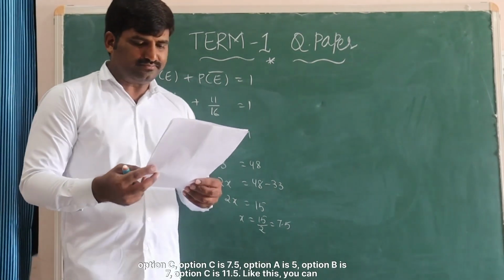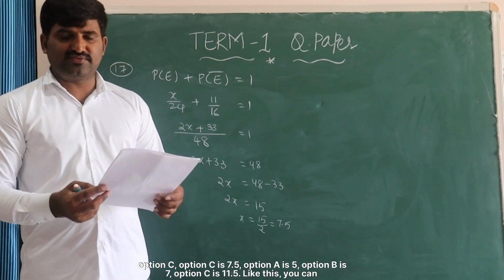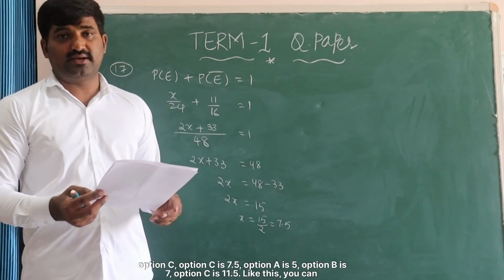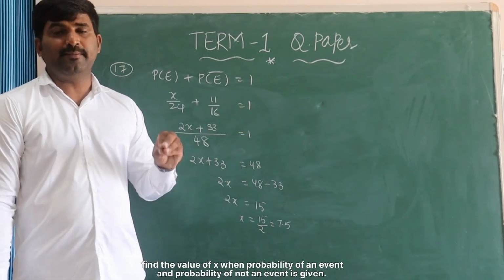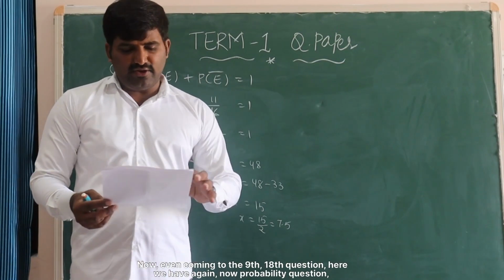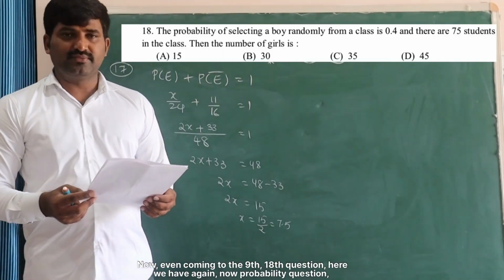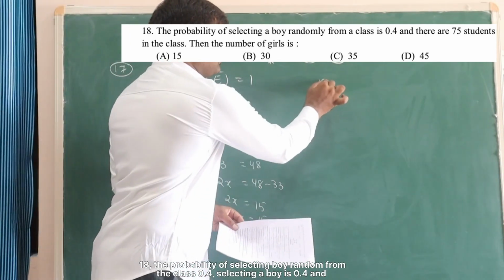So option C. Option C is 7.5. Option A is 5. Option B is 7. Option D is 11.5. Like this, we can find the value of x when the probability of an event and the probability of not an event are given. Now, coming to the 18th question, here we again have a probability question.